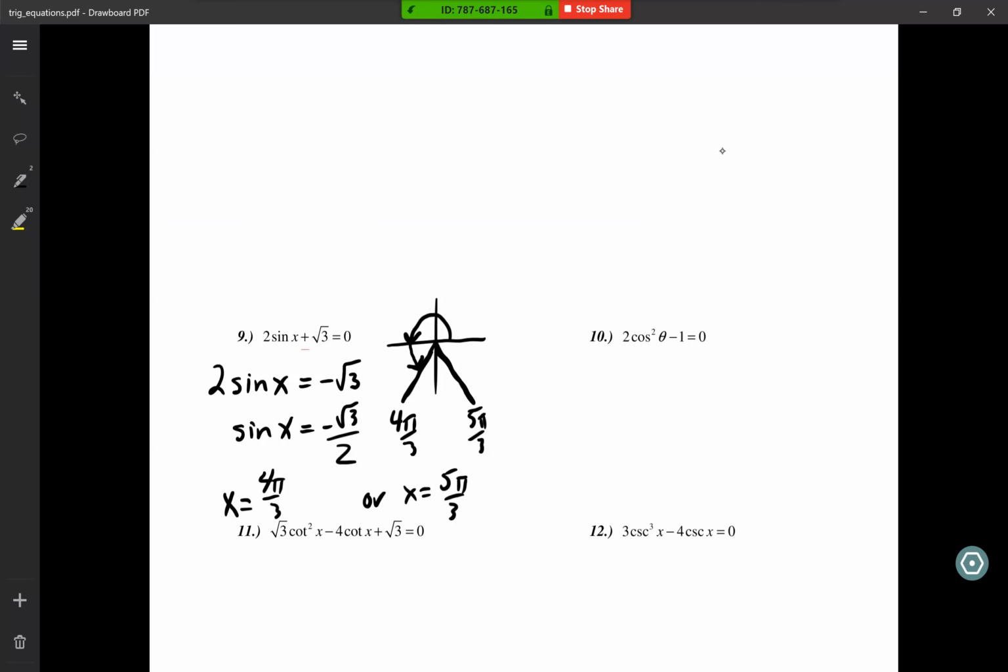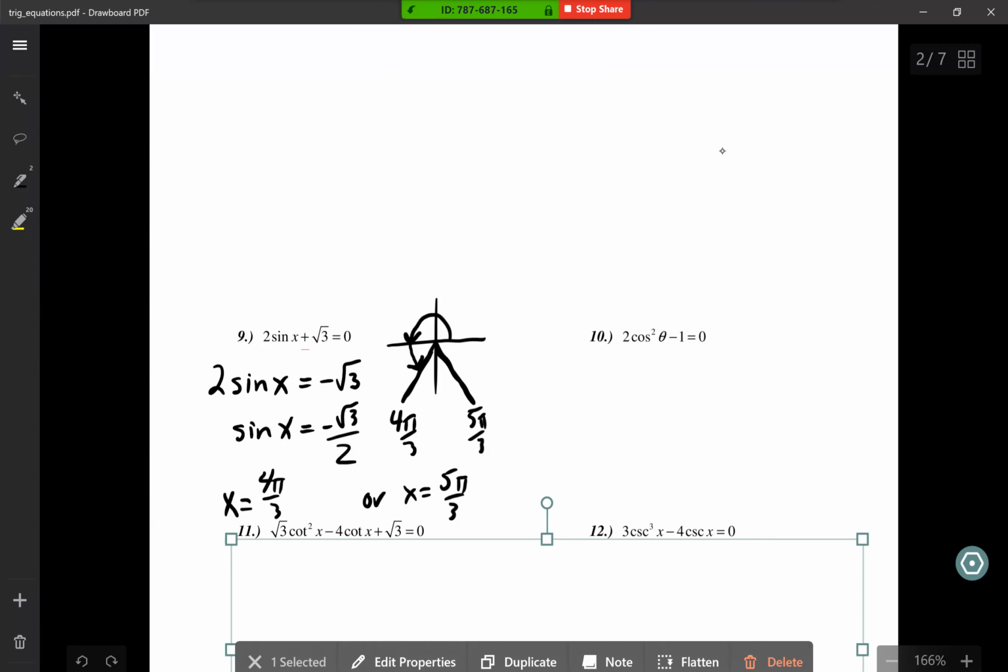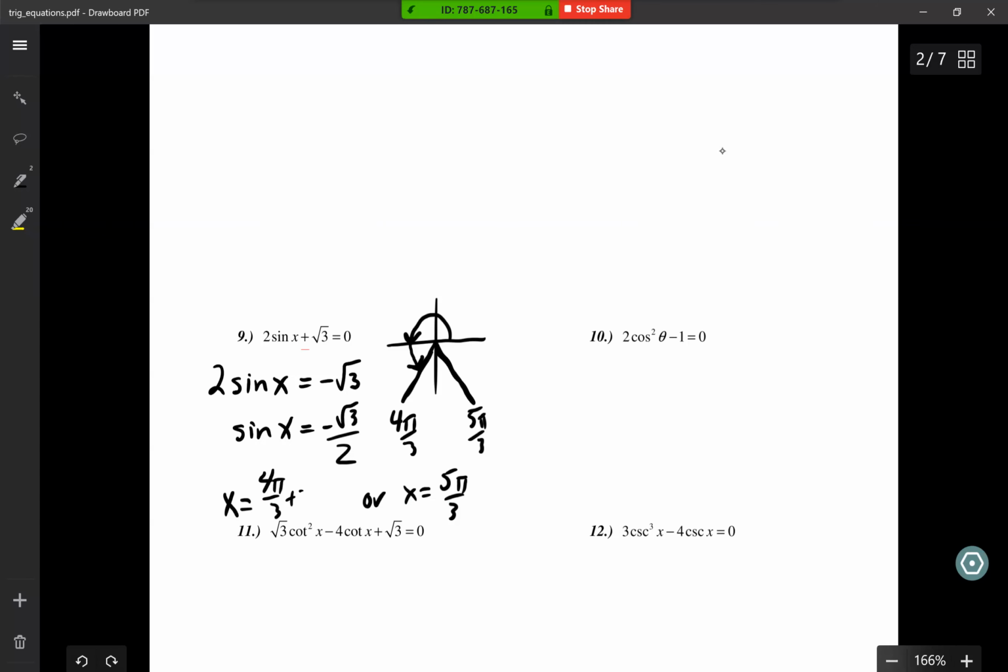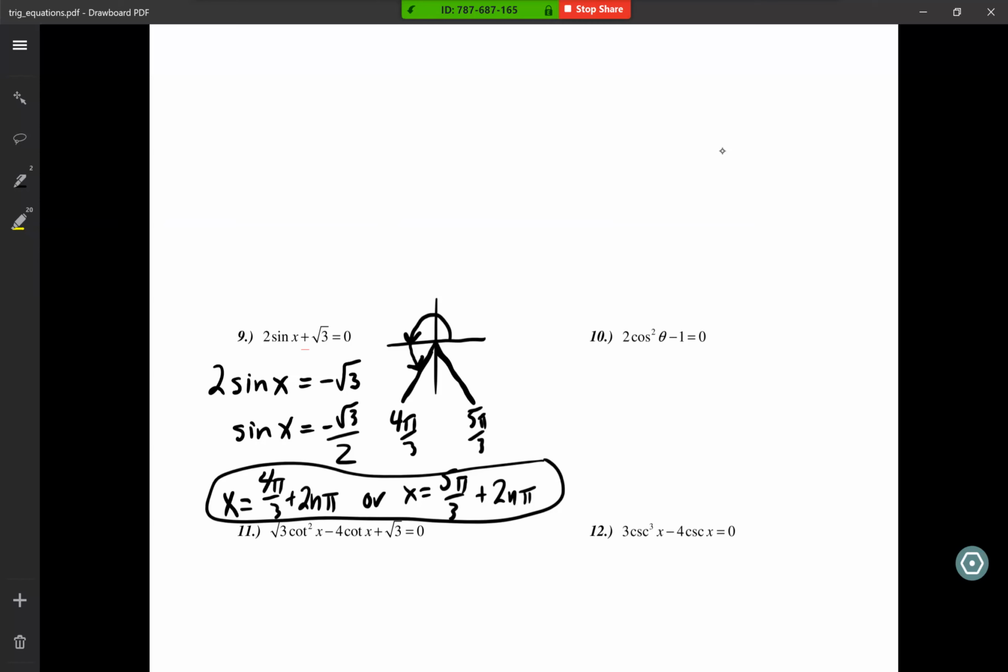So notice that's our first step in these, is to find all the solutions that are in 0 to 2 pi. And then the last piece that we do, again, is using the period of the function to write down all of the solutions. The period of the sine function is 2 pi. So we add in that 2n pi piece. So this is our general solution to that equation. Questions on that one?